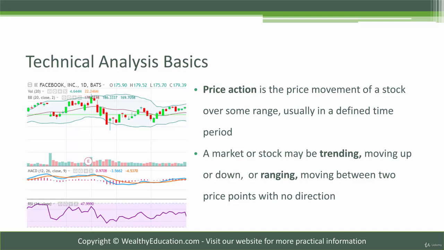Next, we'll talk about trending or ranging stocks or markets. A trending market or stock is moving up or down, so it's moving in a specific direction. And a ranging stock is a stock that is usually trading between two price points. It's moving up and down without an identifiable direction.